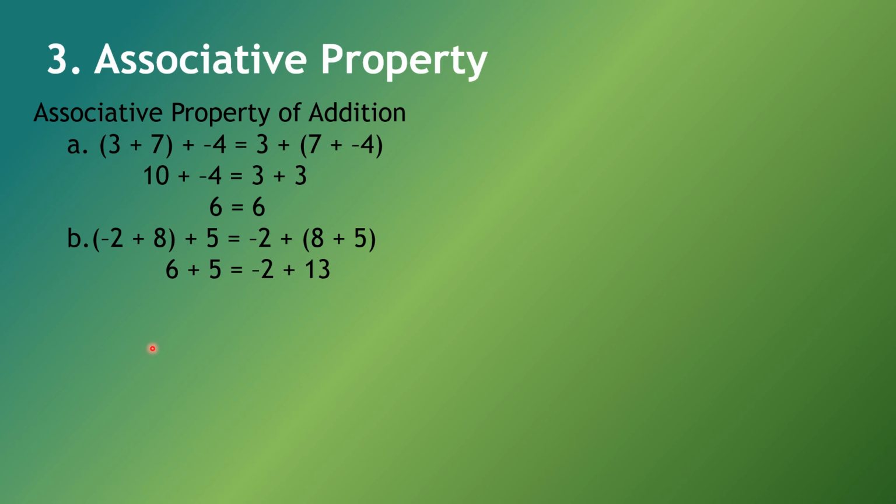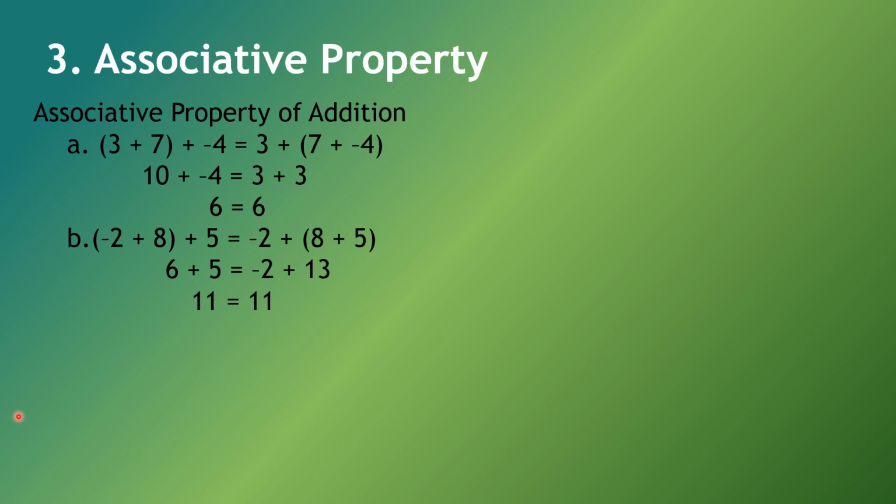And then, bring down plus 5 equals, bring down natin yung nasa right side ng equal sign, which is negative 2 plus, and then, add 8 plus 5 is equal to 13. Titingnan natin kung tama ba o tulad ang sagot ng 6 plus 5 at ng negative 2 plus 13. So, 6 plus 5 is 11, and negative 2 plus 13 is also 11.